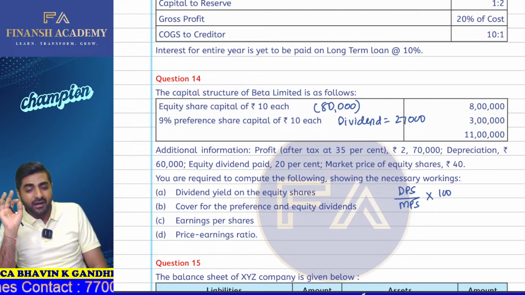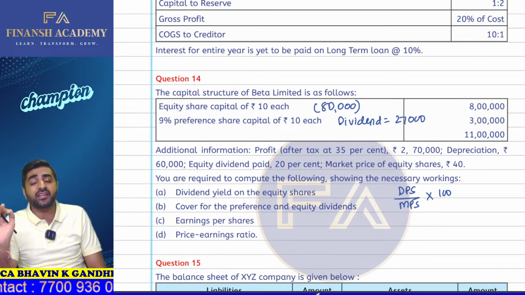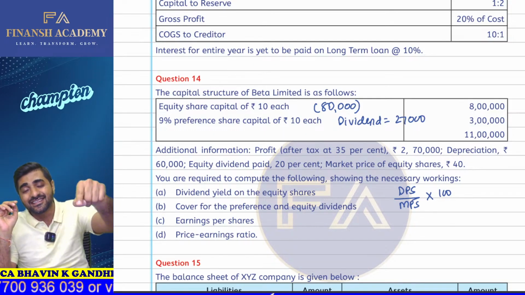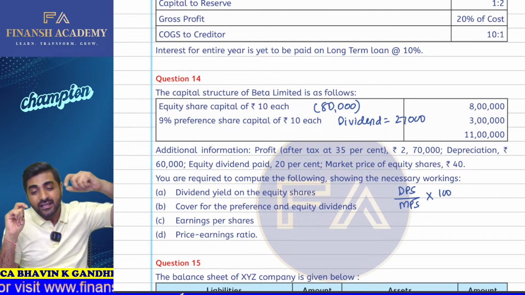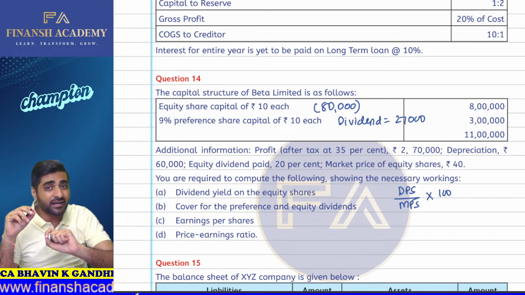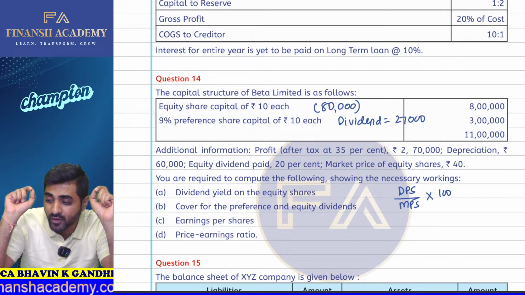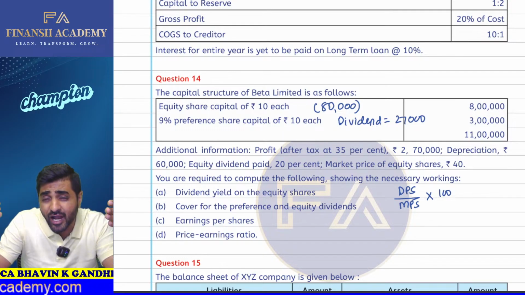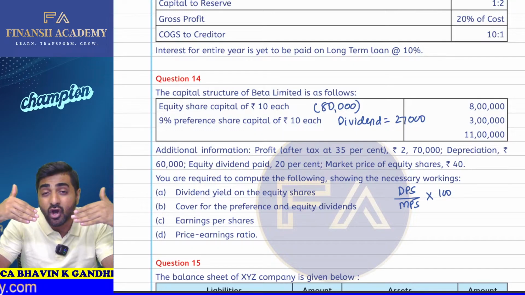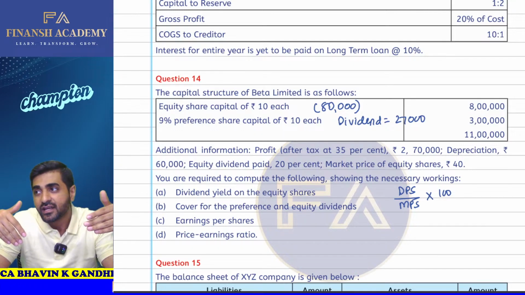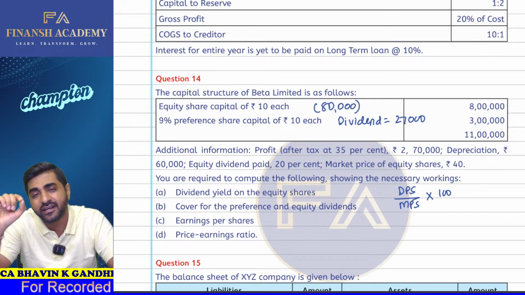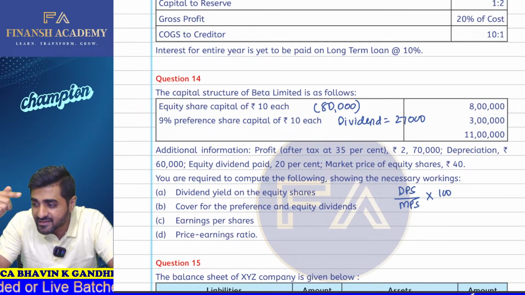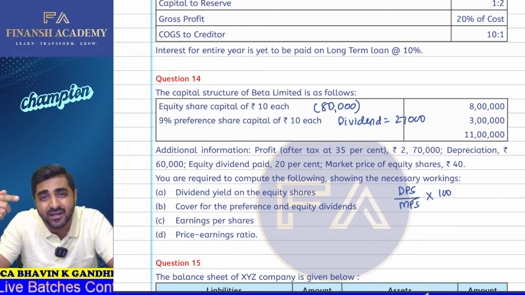Then, my dear students, we have cover for preference and equity dividend. We have discussed this in some other important ratios: the preference dividend coverage ratio and the equity dividend coverage ratio. What is a coverage ratio? Once again, I'll quickly revise this for you. Coverage ratio means the number of times your fixed obligation is getting covered. Suppose your interest is 1 lakh rupees and your EBIT is 10 lakhs. Can I say your interest is getting covered 10 times? Yes or no?